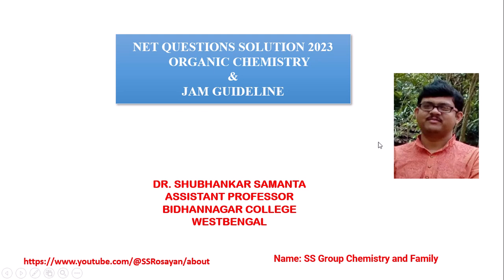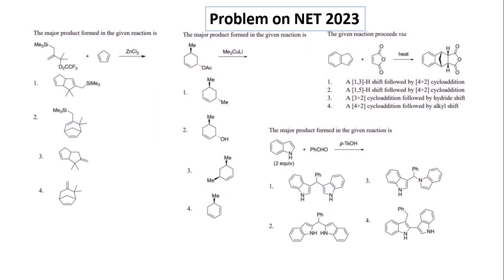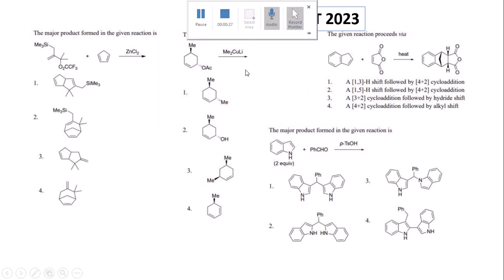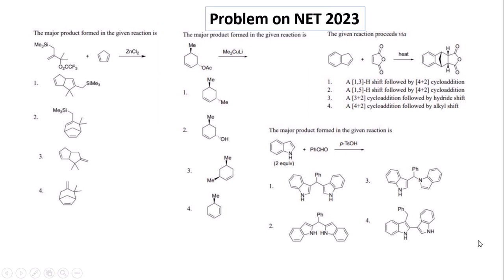Now I am going to the next video regarding the NET question solutions of 2023. In this regard, we want to move to the pericyclic reactions related problems mainly. Two problems are given related to pericyclic reactions, one problem is given on organometallic chemistry, and another problem is on heterocyclic chemistry.